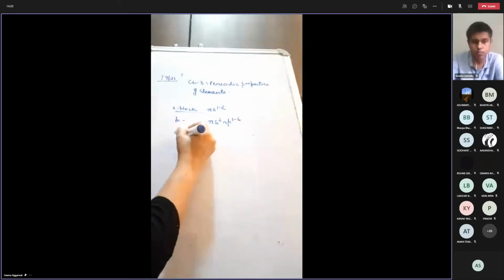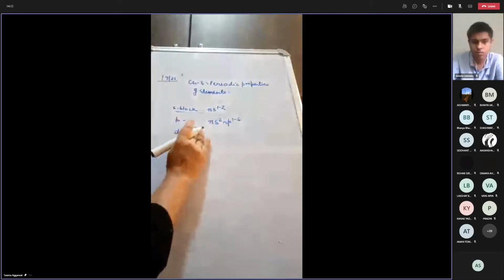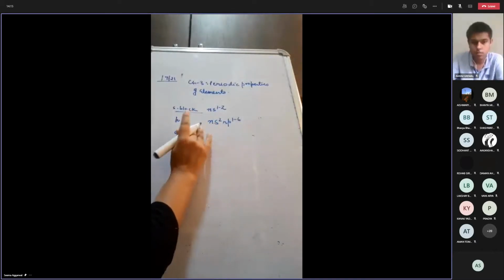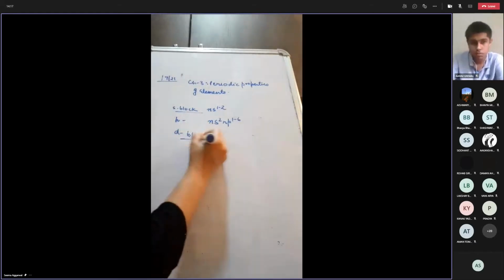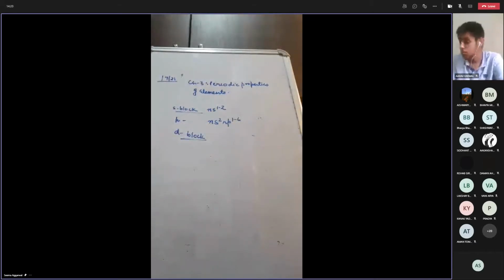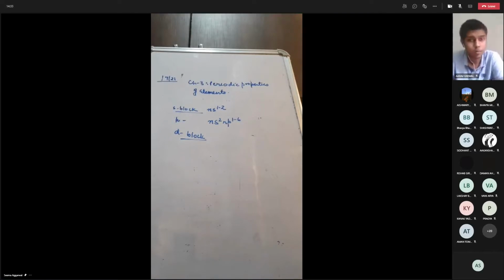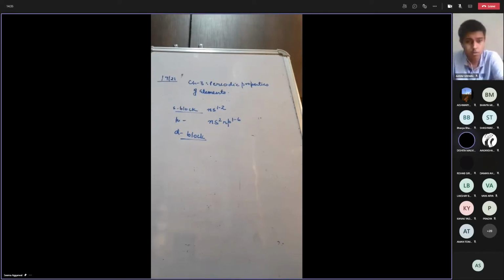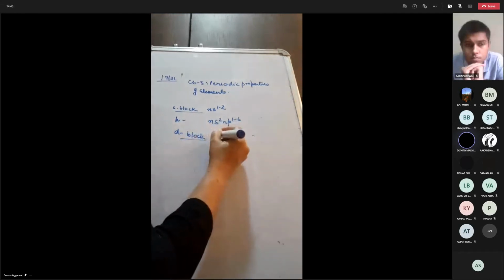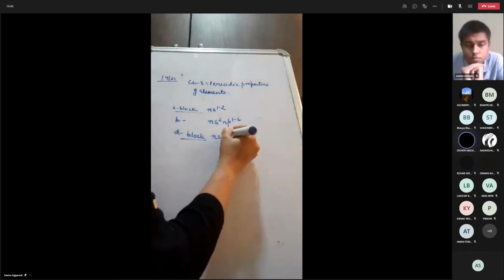Next, Aishwarya. What is the configuration of d block elements? Dishita, can you tell me? What is the general configuration of d block elements? Ma'am, ns0 to 2 and (n-1)d1 to 10.